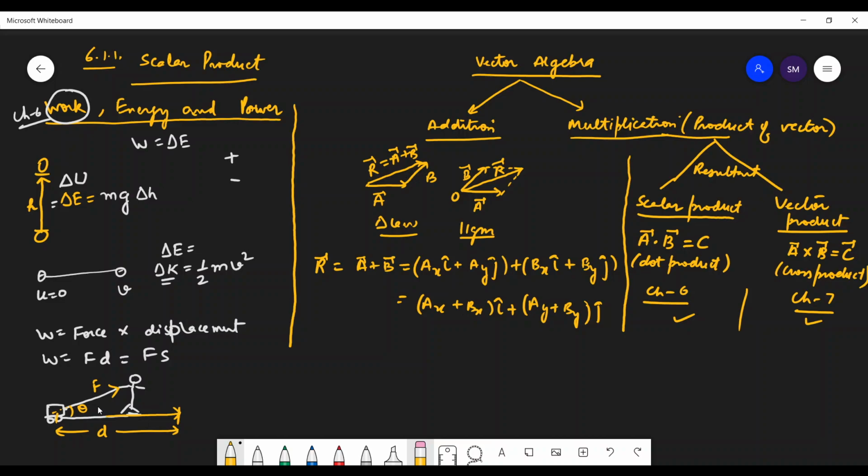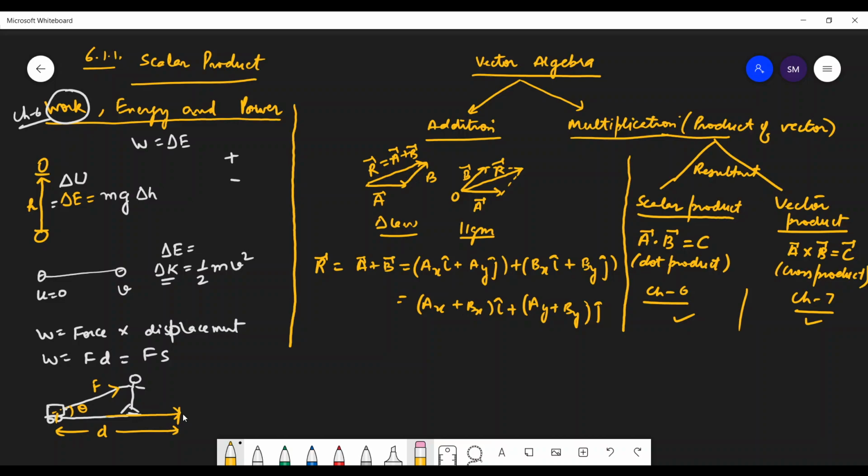the boy is pulling a toy car with a string with force F. This is a constant force F, and throughout this displacement D, he pulled this car. So this boy is pulling the toy car with the force F, and the string is making an angle theta with the horizontal. So I'm interested in finding the work done.